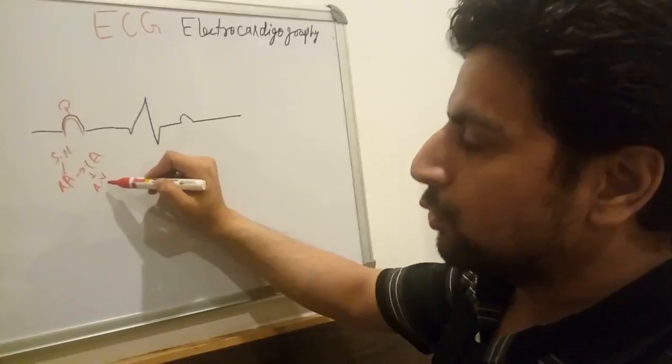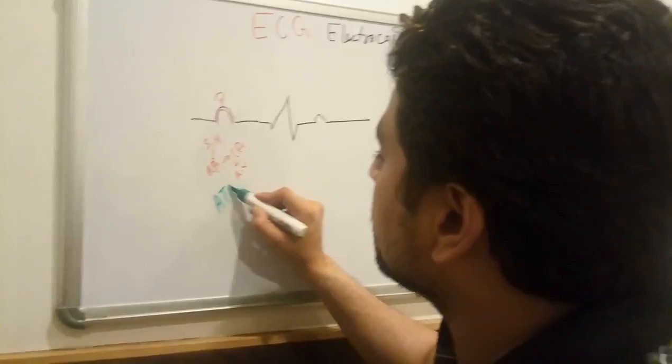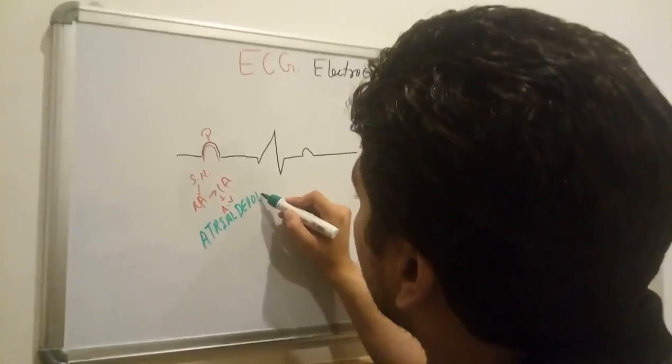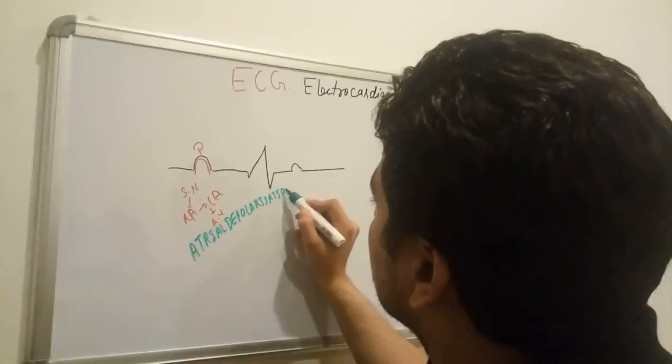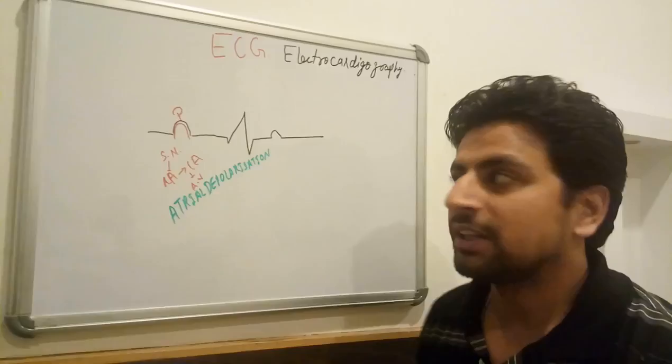So this P represents atrial depolarization. It's known as atrial depolarization, D-E-P-O-L-A-R-I-Z-A-T-I-O-N. This is known as atrial depolarization, the P wave, and there is atrial repolarization also, but on ECG that one is not visible.